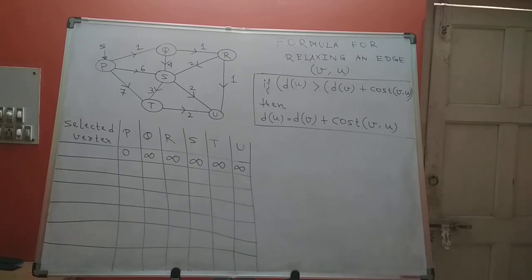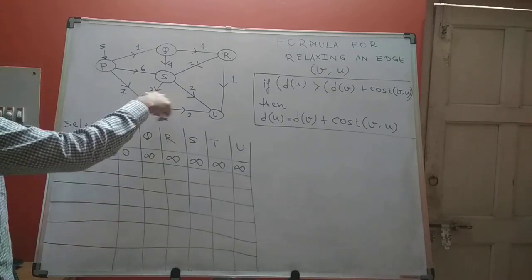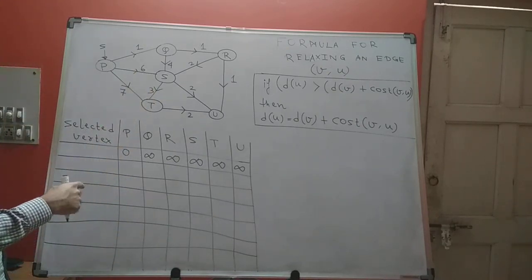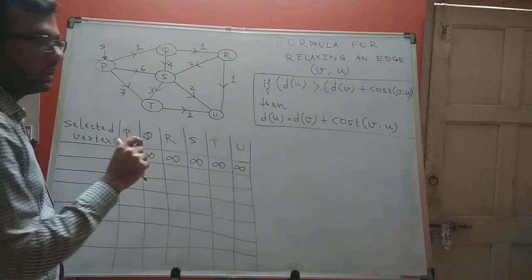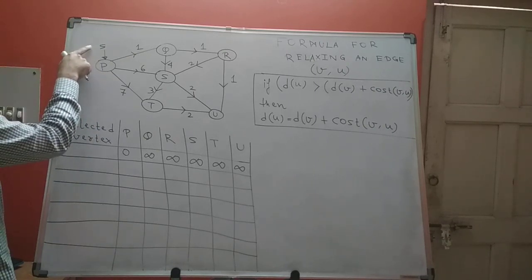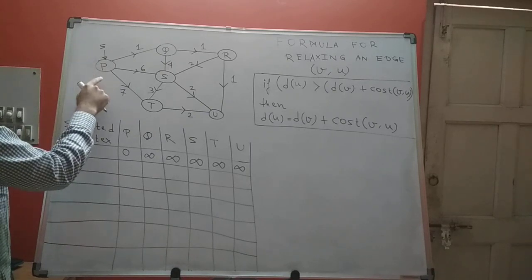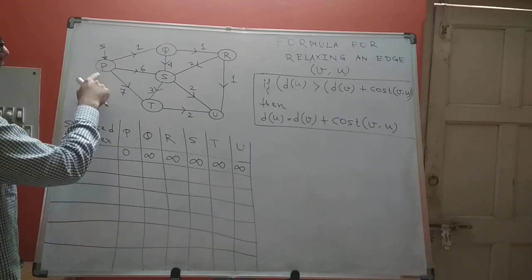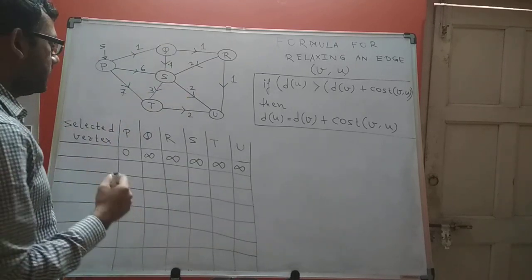Okay, so in this video, we'll take up another example on Dijkstra's algorithm. You can see you have been given a weighted directed graph and you have been asked to find the shortest path from the starting vertex P, denoted as S. This denotes that P is my starting vertex or my source vertex. So starting from your source vertex, you have to find the shortest path to all other vertices. Okay, so let's get started.